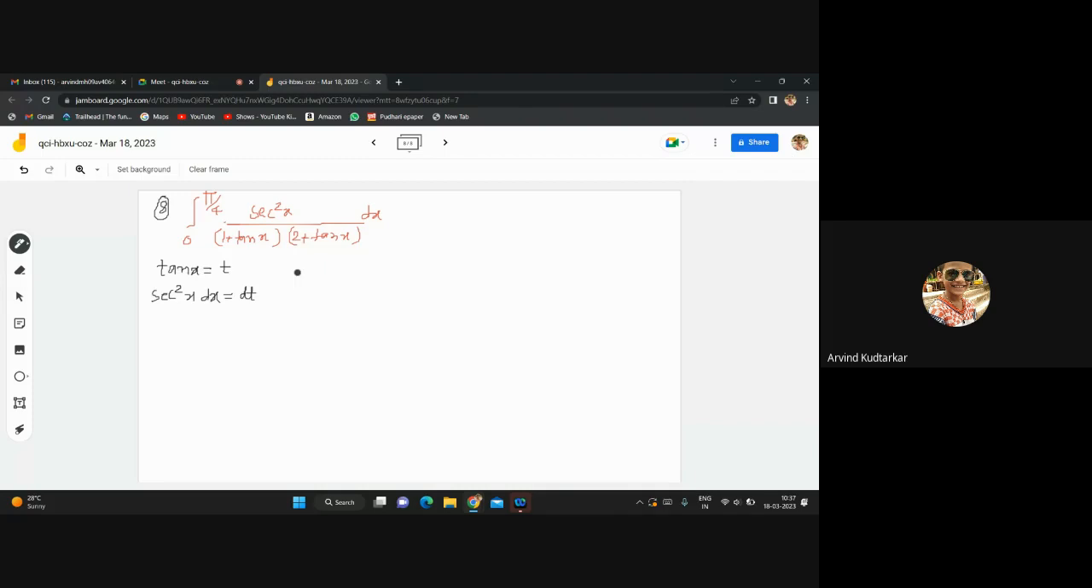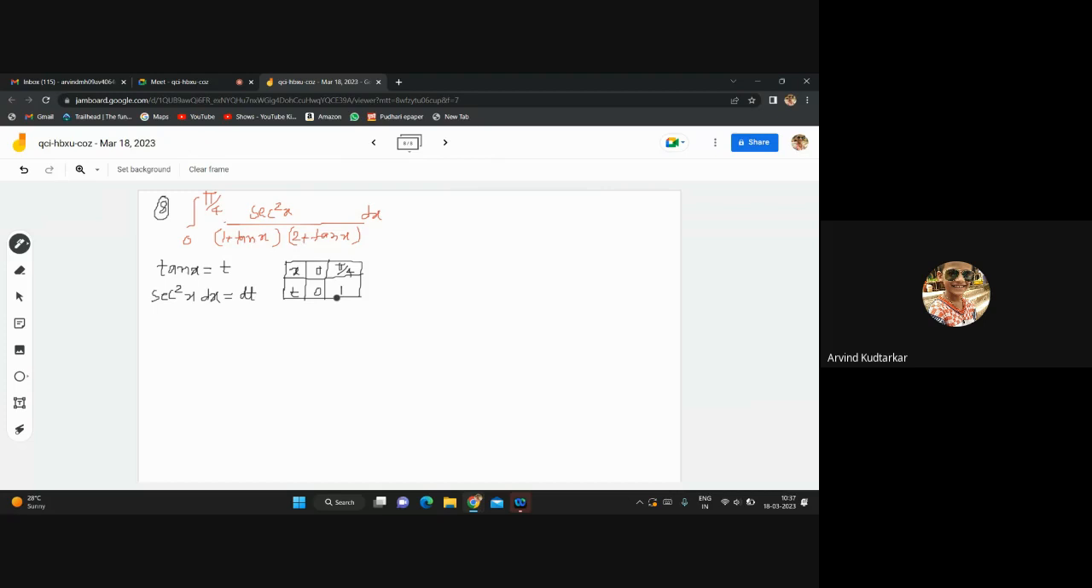Along with that, you have to change the limits. The limits will change with respect to the substitution. See how the limits change here. x runs from 0 to pi by 4. So what is the limit for t? Where x is 0, tan 0 is 0, so t is 0. And when you substitute x equals pi by 4, tan pi by 4 is 1. So the limits change from 0 to pi by 4 to 0 to 1.